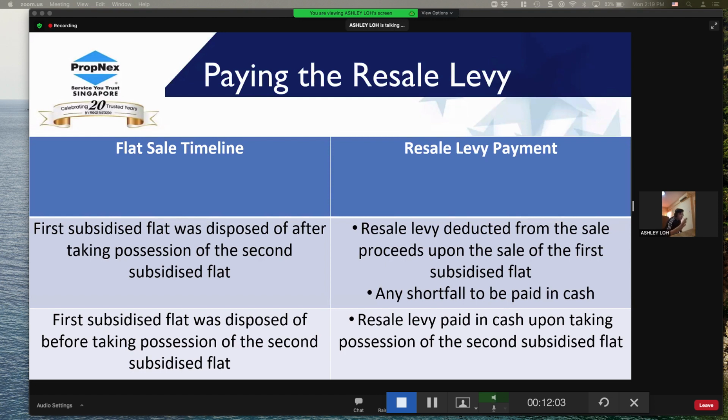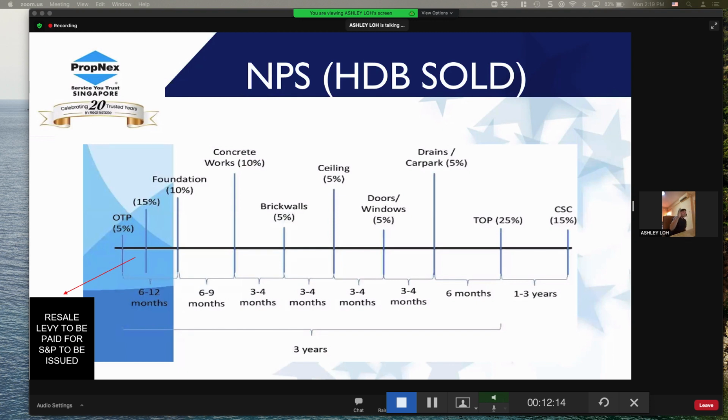So now if we input this information, which is from the HDB website by the way, into the timeline, we would have this. Now, this is where your HDB is sold before you take possession of your second subsidized flat, which is your EC in this case. So it has to be paid before the S&P, before your 15%. The moment HDB approves, you have to make payment for the resale levy. Only after the resale levy is paid will the developer send an S&P to your law firm. If not, you won't even receive the S&P.